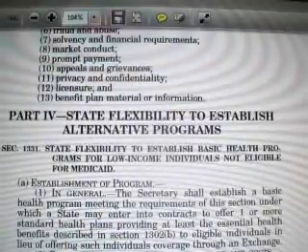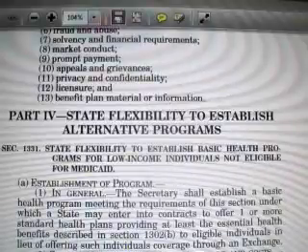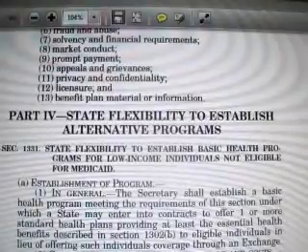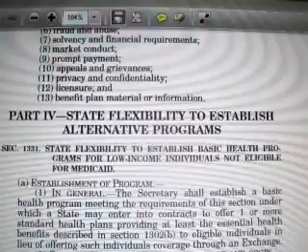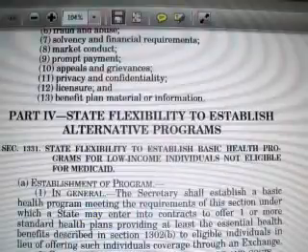State flexibility to establish basic... Let me say that again. State flexibility to establish basic health programs for low-income individuals not eligible for Medicaid. Okay. So that means that you're in a low-paying job and say that job doesn't have a health insurance program, you really can't afford to buy your own health insurance program, but because you are actually earning money, you can't get on Medicaid for some dumb reason.